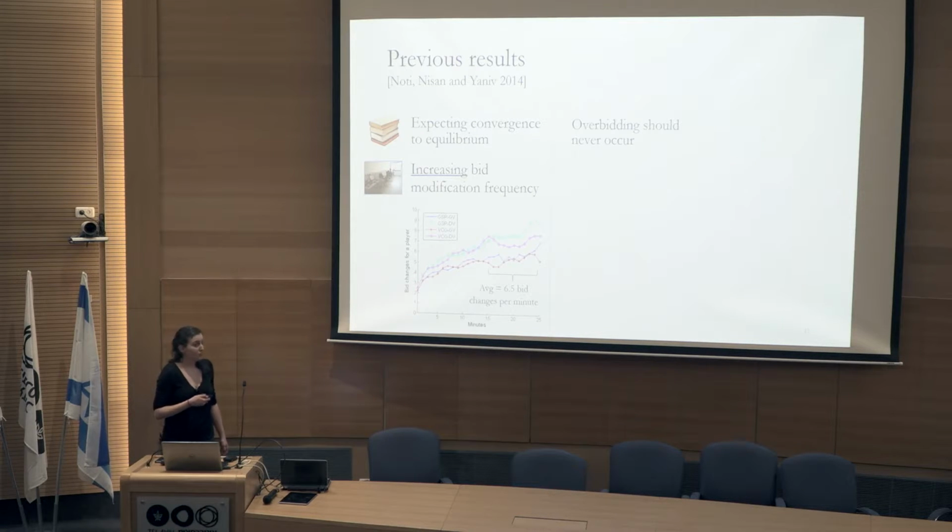And the second important point is overbidding. We saw that almost 40% of the bids were above the bidder's value, were overbidding. And again, we see it in all 4 conditions and through the whole game.